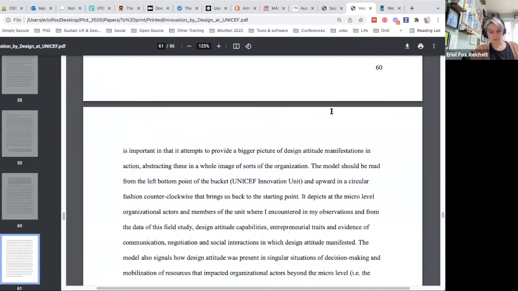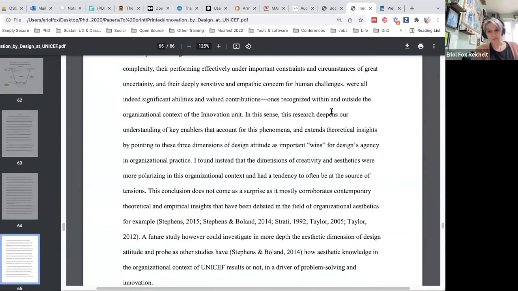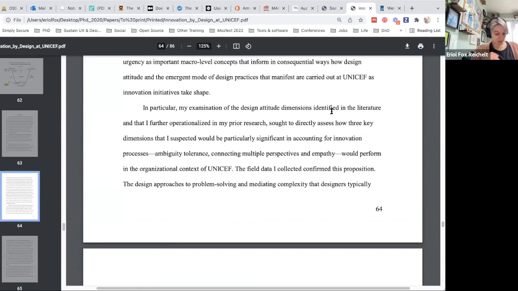The next notes that I have are on page 64, where I have, towards the bottom here, "Unity, where are we looking? Ambiguity." So, examinations of the design attitude dimensions identified in the literature: three key dimensions that I suspected would be particularly significant in accounting for innovation processes, ambiguity tolerance, connecting multiple perspectives, and empathy, would perform in the organizational context of the US. The data confirmed the proposition.